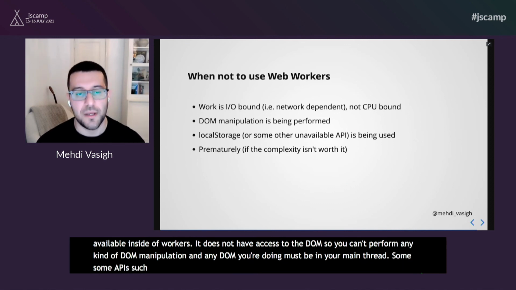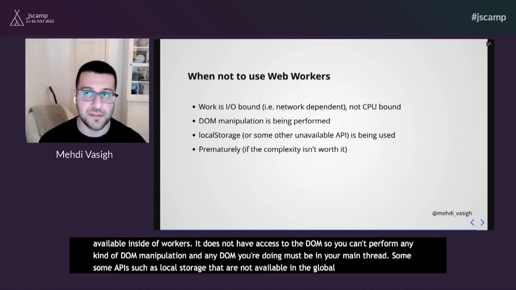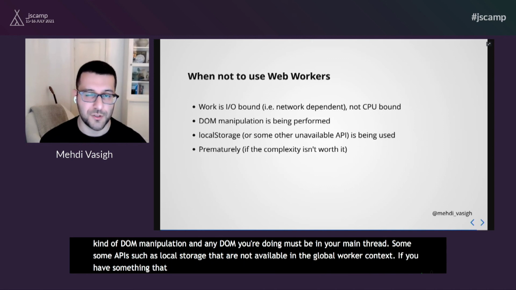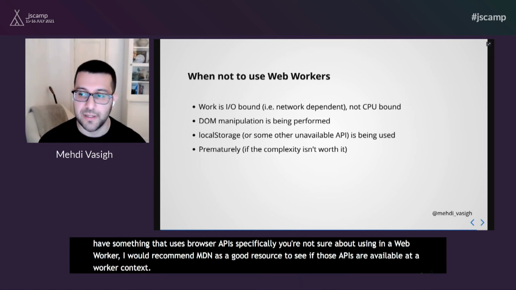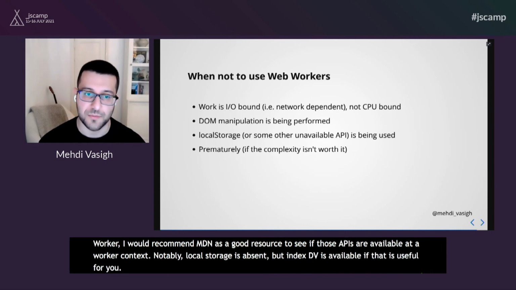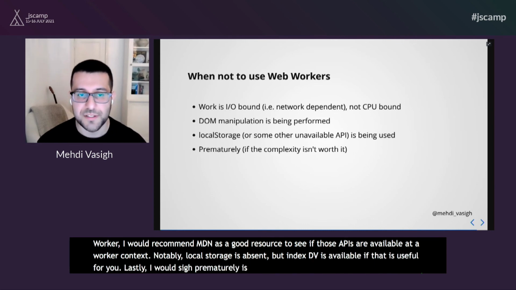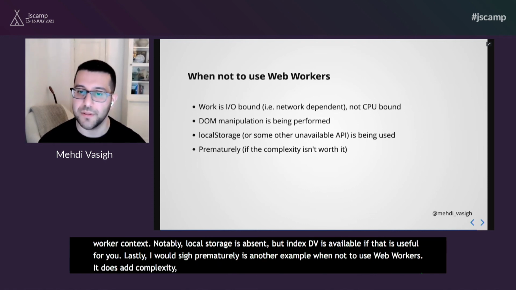If you have something that uses a browser API that you're not sure about using in a web worker, I would recommend MDN as a good resource to see if those APIs are available in a worker context. Notably, localStorage is absent, but IndexedDB is available if that's useful for you. And lastly, I would say prematurely is another example of when not to use web workers. It does add complexity to your application, so if your team isn't on board or if you think it would just make things harder, it might be a good idea to avoid them.